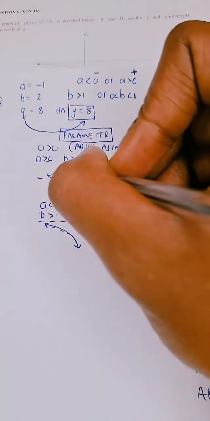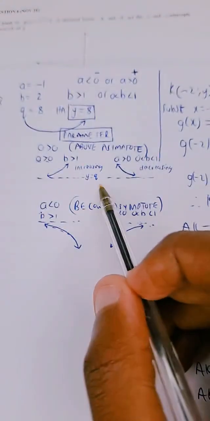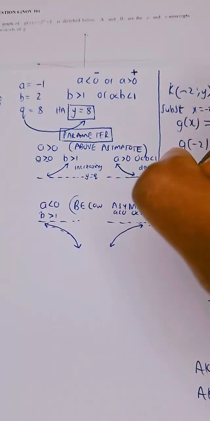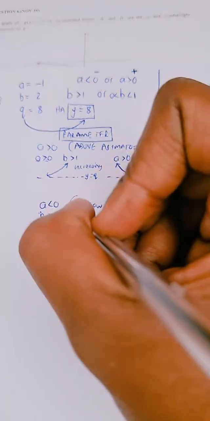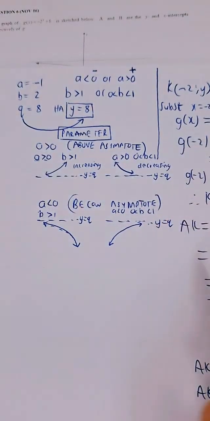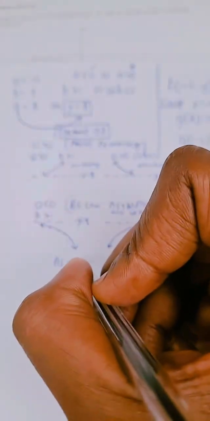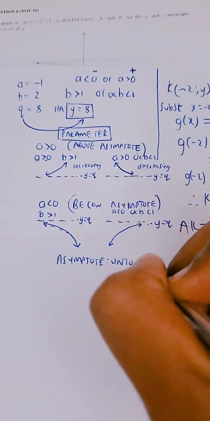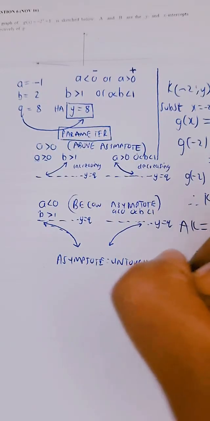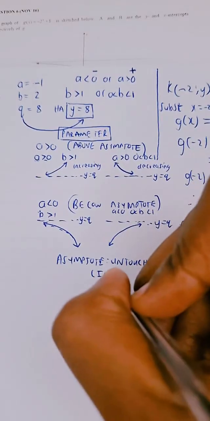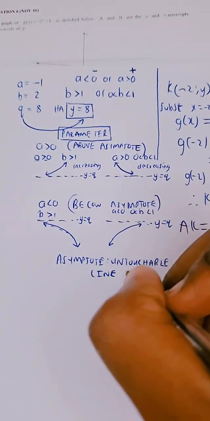Okay, and remember the asymptote: whatever the value of q is, that is the equation of the asymptote. And guys, the asymptote is simply an untouchable line. We call an asymptote a boundary line.